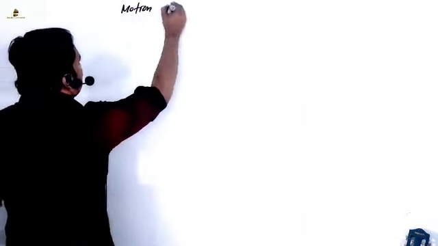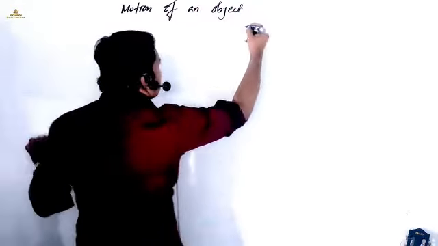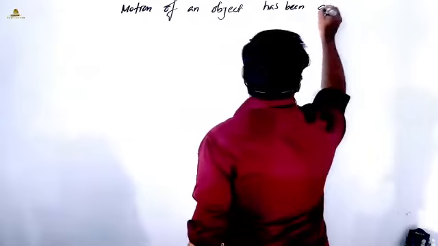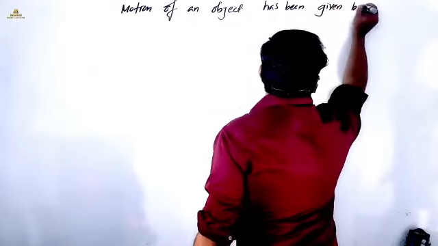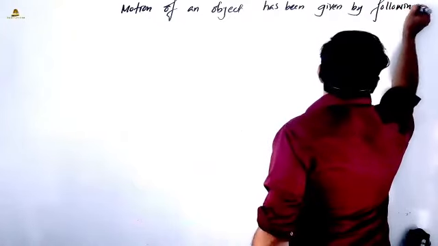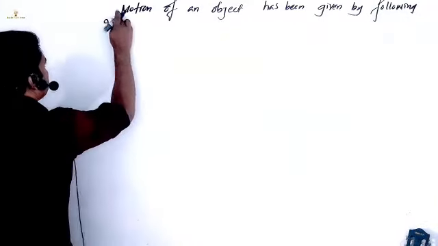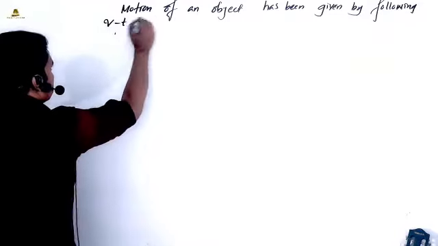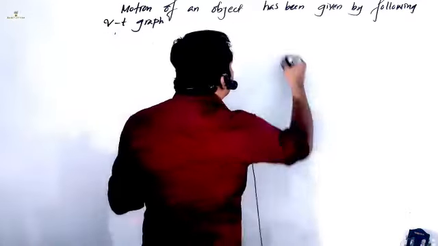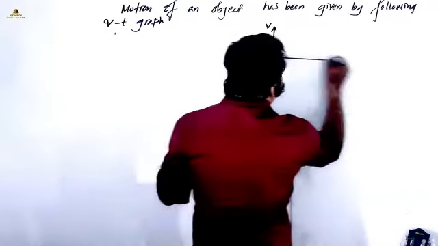Motion of an object has been given by the following VT graph. This is your typical VT graph.